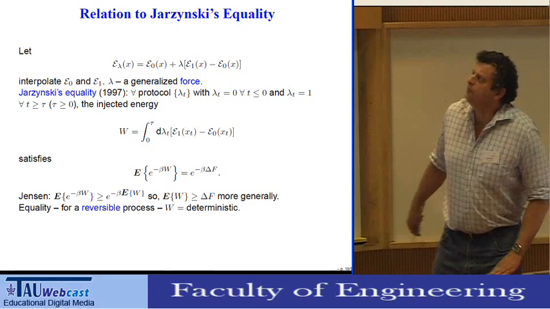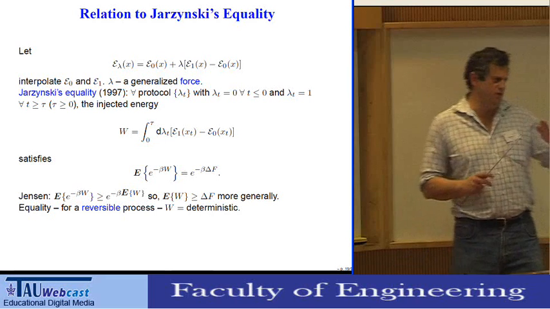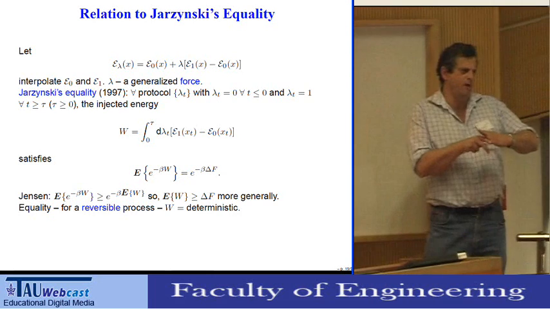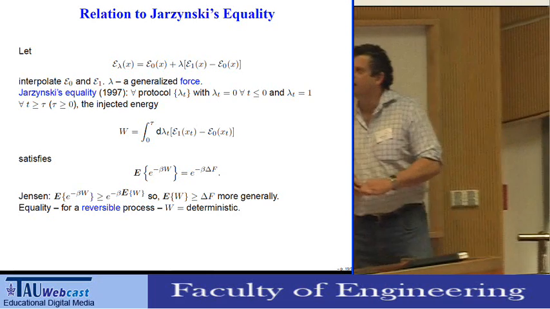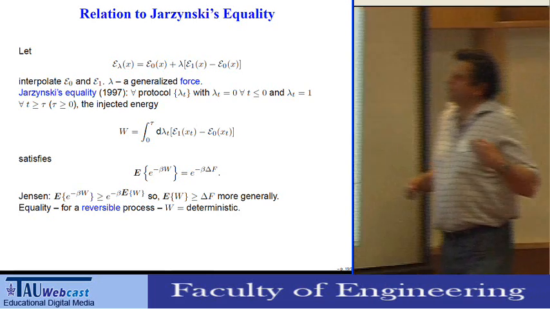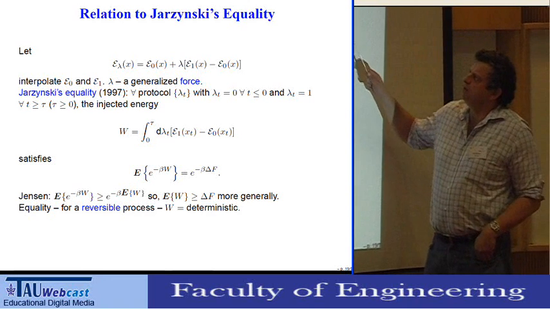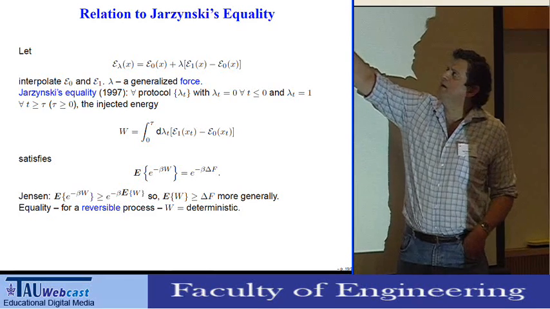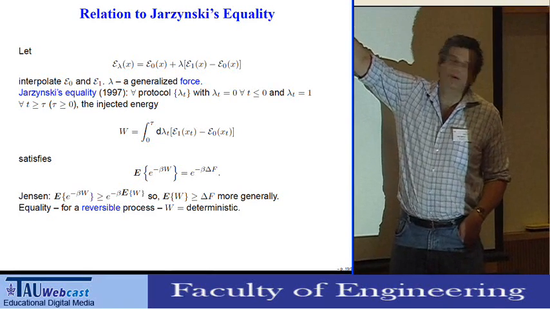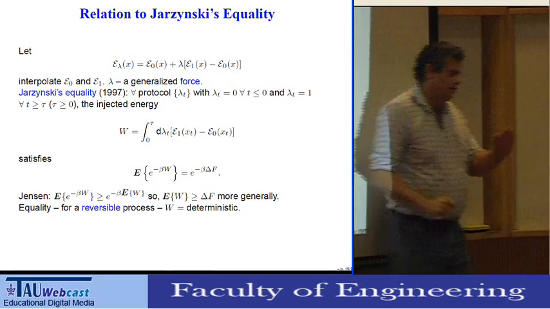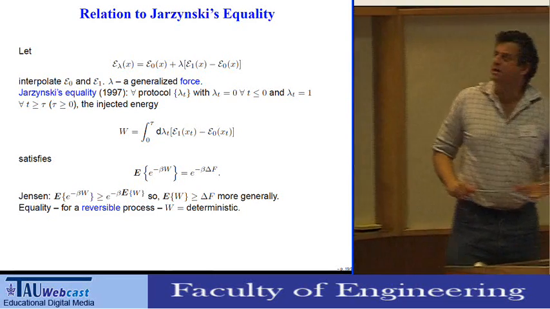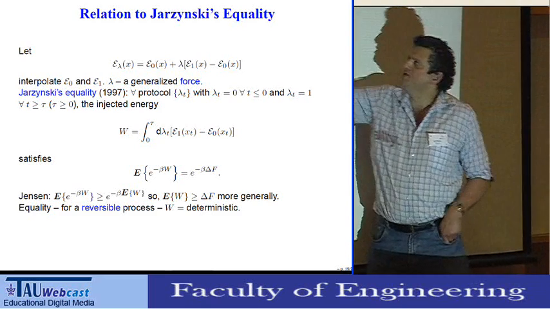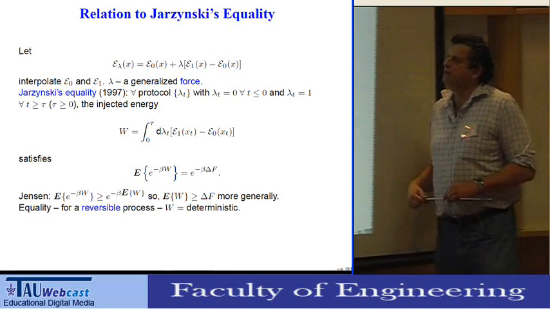Now to the broader picture. We talked about the situation where the Hamiltonian changes abruptly from E0 to E1. Now let's look at a more general situation. We have a continuum of Hamiltonians with a parameter lambda, which can change between 0 and 1, so we can move continuously from E0 to E1. You can think of this lambda as some sort of a generalized force.